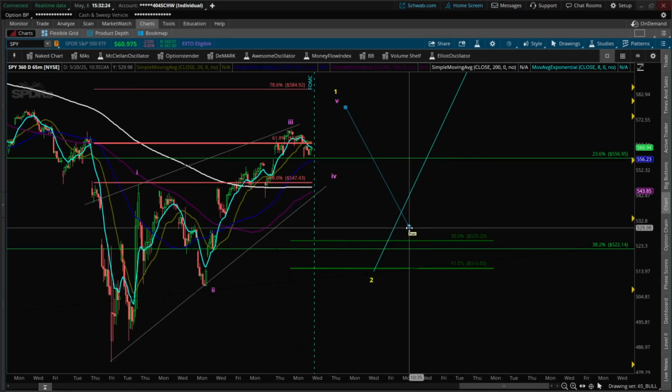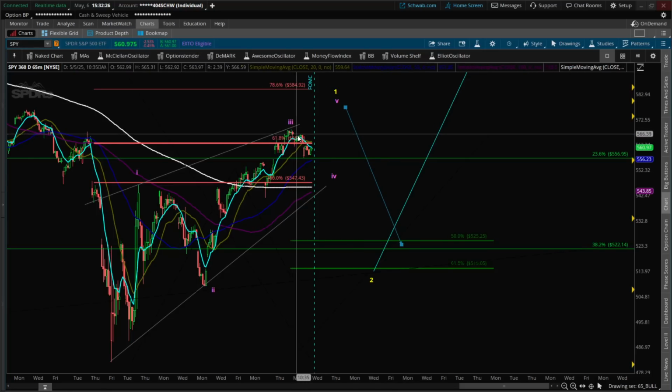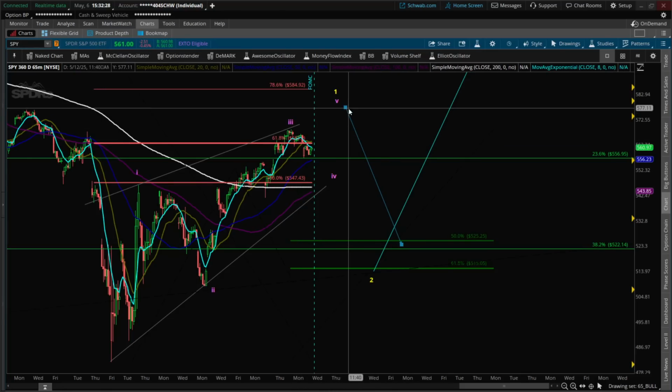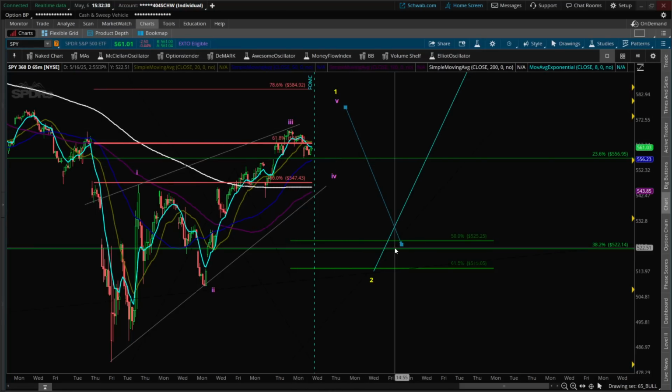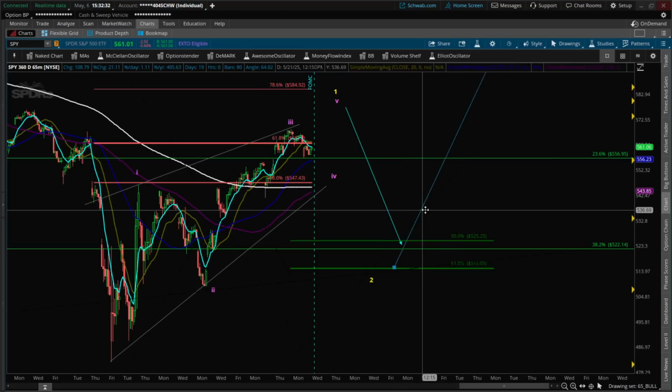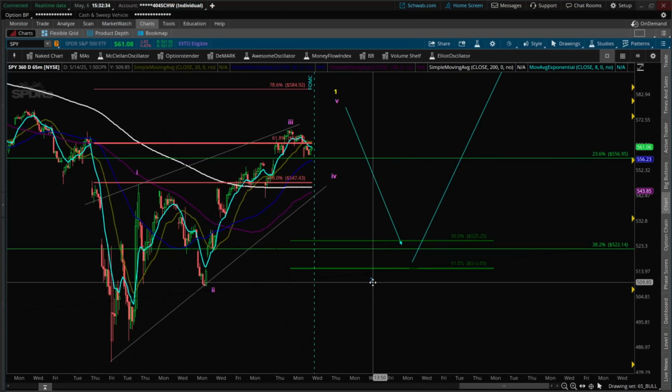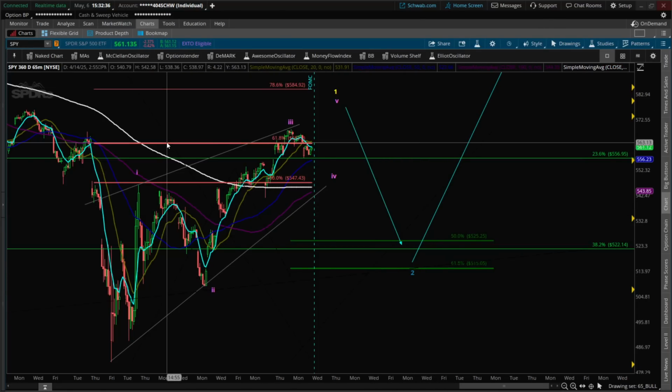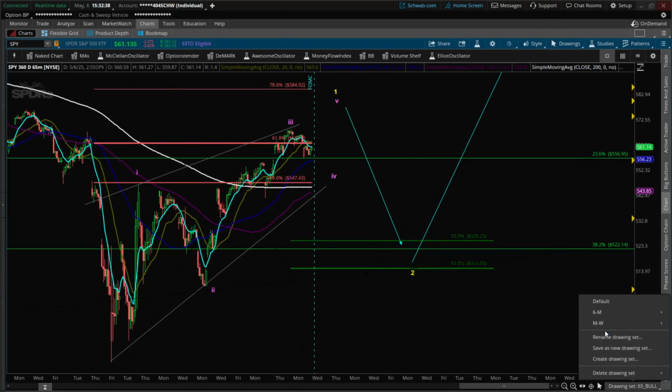Okay, so we're getting near the end of this trade. If it's not already done, we are getting very close. We'll see what FOMC has to bring. And then if you're a bull, you're looking for wave 2 and much, much higher.